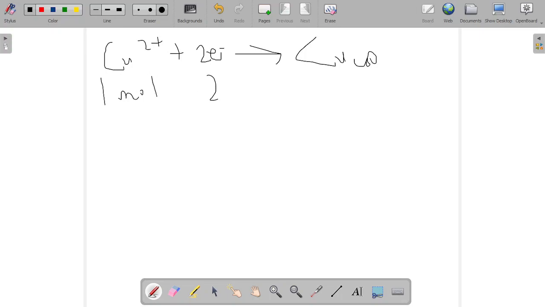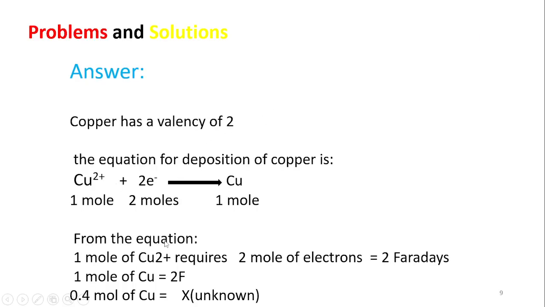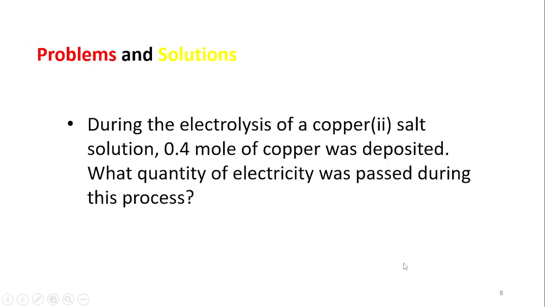Here this contains 2 moles of electrons, while this contains 1 mole. So we need to understand that. From the equation, 1 mole of the copper ion requires 2 moles of electrons, which is equal to 2 Faradays. So what we're trying to get is the quantity of electricity that was passed.